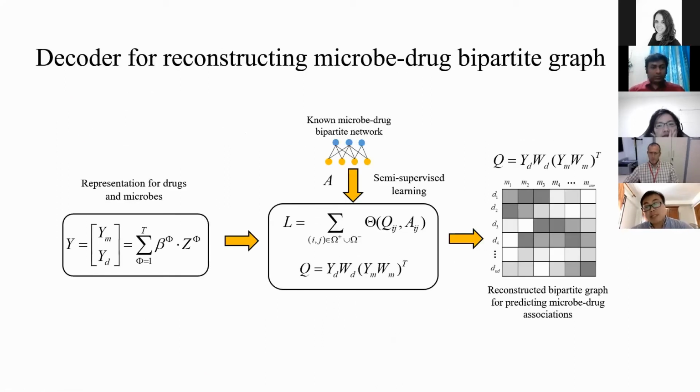With the representations for drugs and micros, we can use them to reconstruct a micro-drug bipartite network in a semi-supervised linear way. This matrix Q is a probability score matrix where each element represents the possibility of a micro-drug pair to be associated.